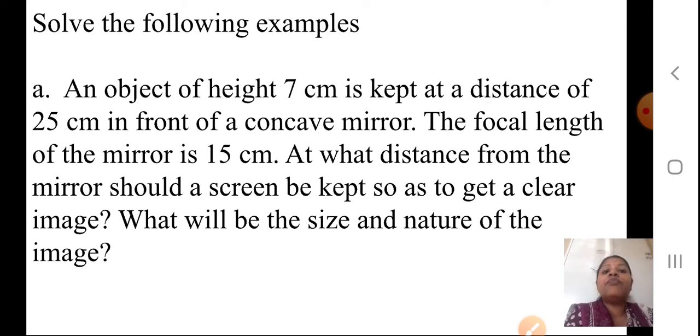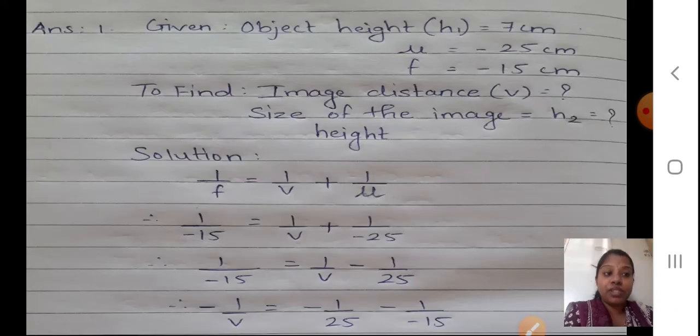So we have to see where we can place the screen so that we can get a clear image of the object. That distance we have to find. What will be the size and nature of the image? We have to find out the size and the nature. Okay students, now we'll proceed. So answer 1 will start.